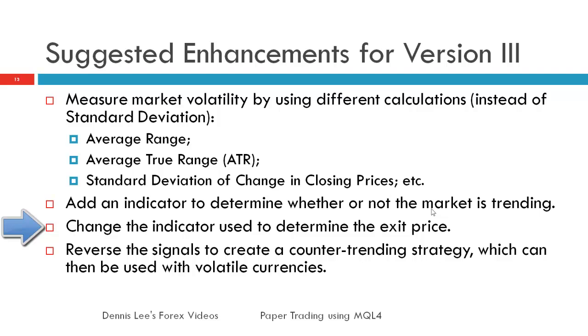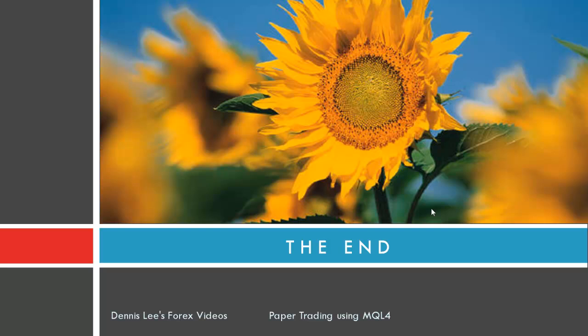Third, we could change the indicator used to determine the exit price. There were trades which could have been closed for a higher profit. Unfortunately, the simple moving average has a long lag to the current price. This can be overcome by using an exponential moving average, which has a shorter lag. Hence, profitable trades are taken earlier. And finally, we could reverse the signals to create a counter trending strategy, which can then be used with volatile currencies. This concludes our presentation.